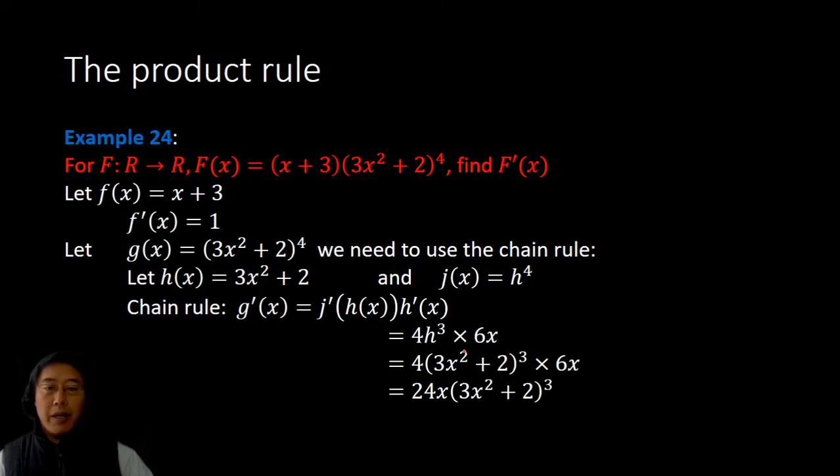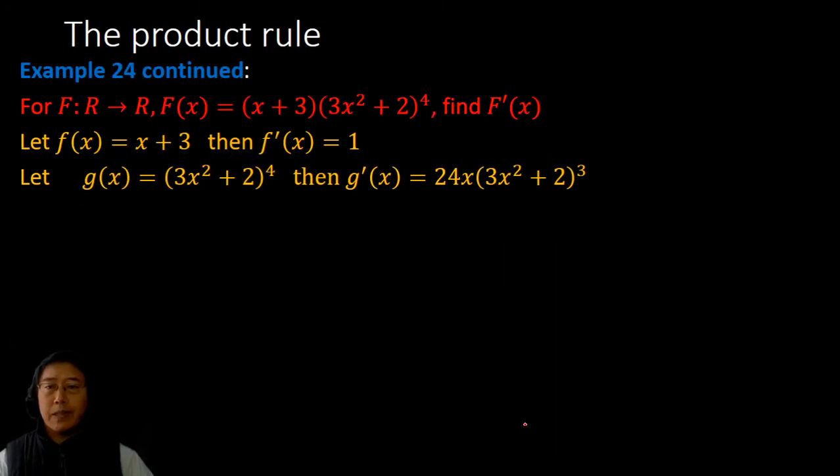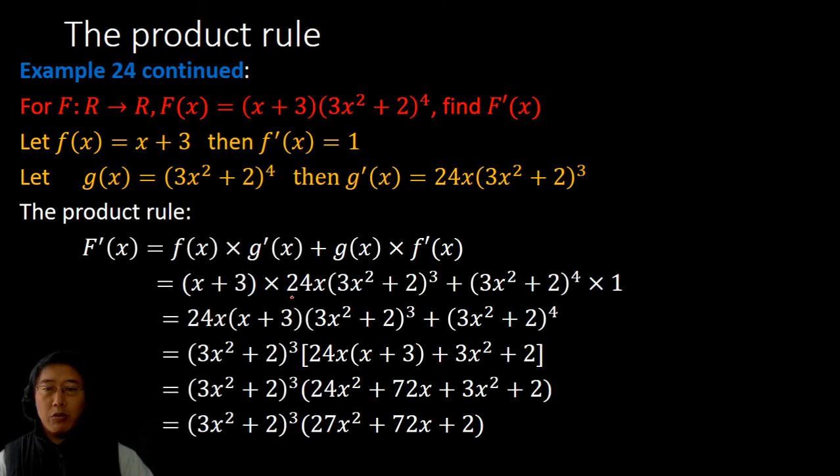So we apply that, we simplify the factors, and we end up with that g prime of x. Then we can apply the product rule. Okay, so that's what we know. We have our f prime, g, and g prime, so we apply the product rule.